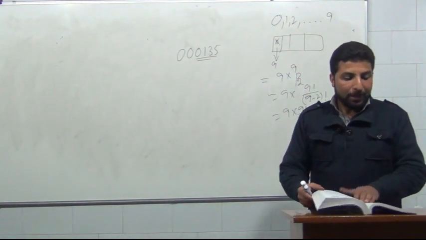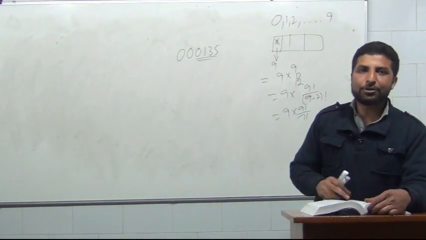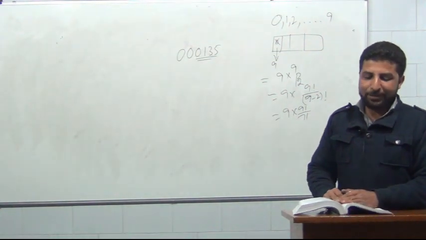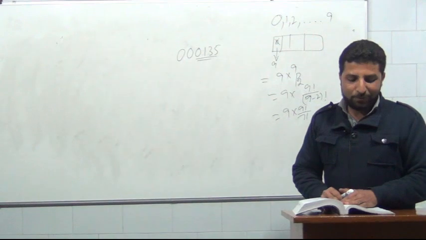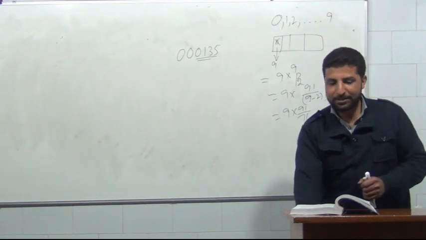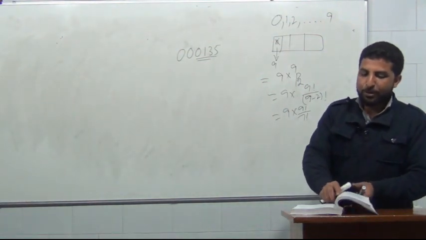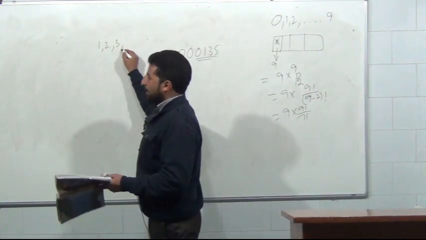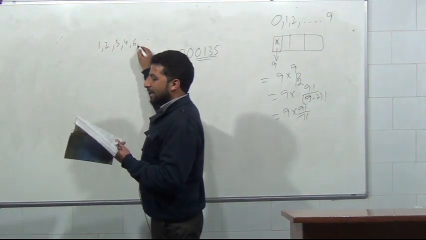How many 3-digit even numbers? This will be the last question for today. How many 3-digit even numbers can be made using the digits 1 to 7 if no digit is repeated? If no digit is repeated, that means you can use 1, 2, 3, 4, 6 and 7.